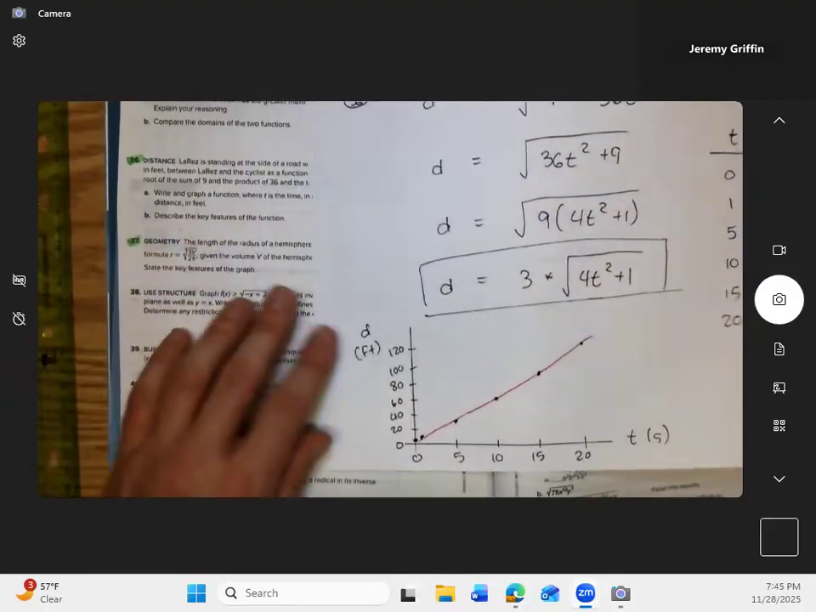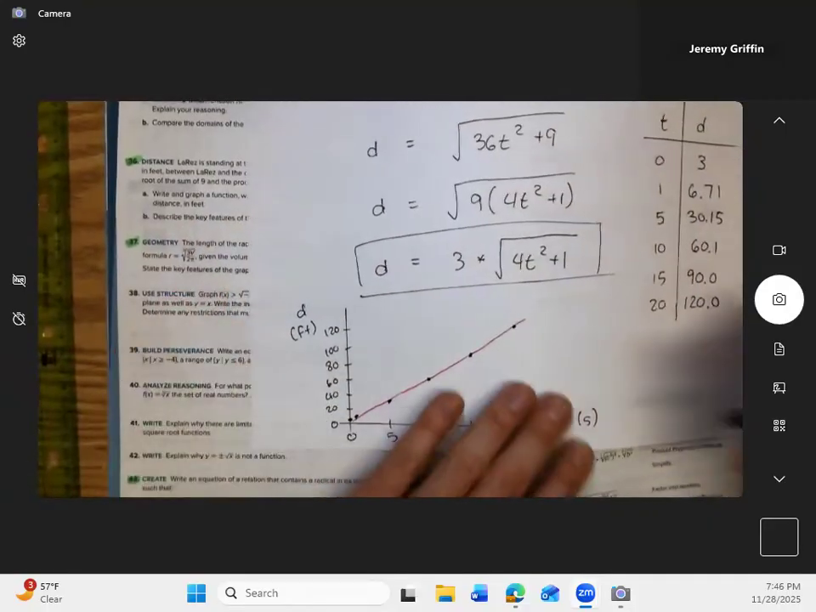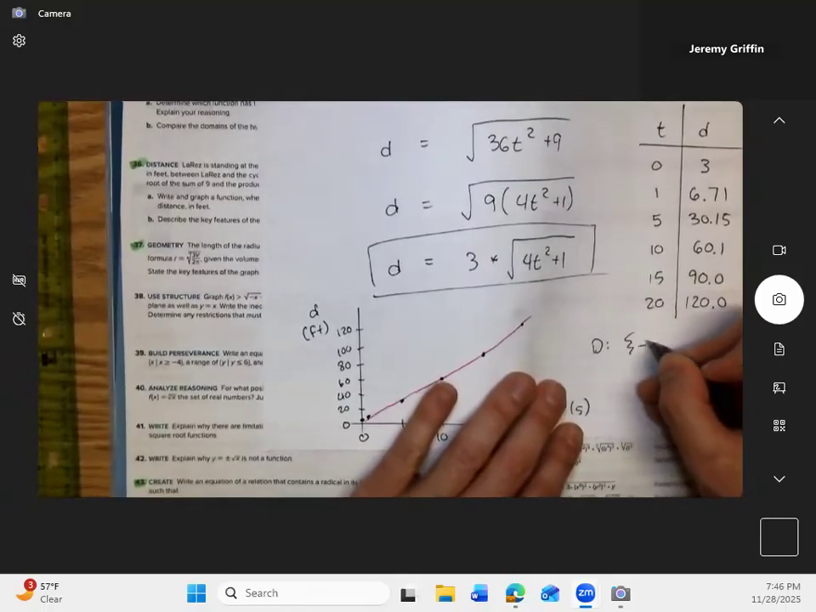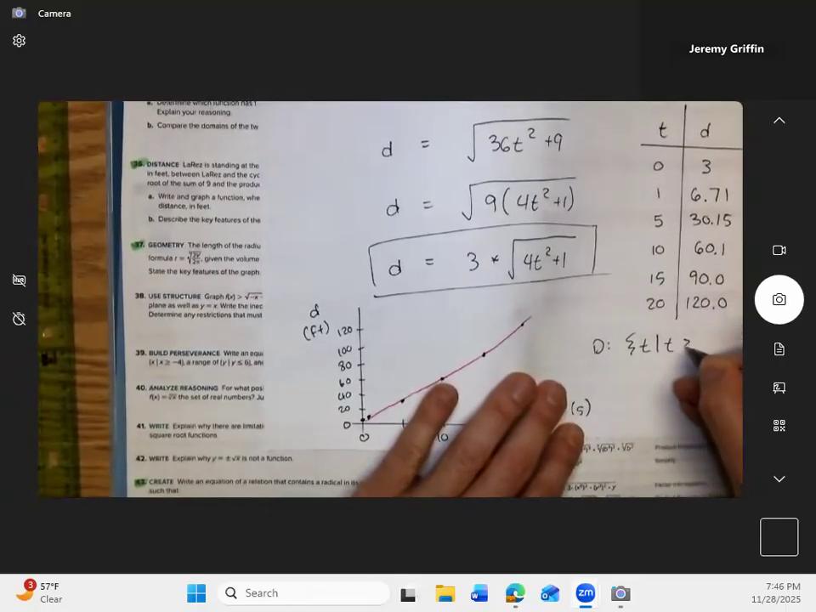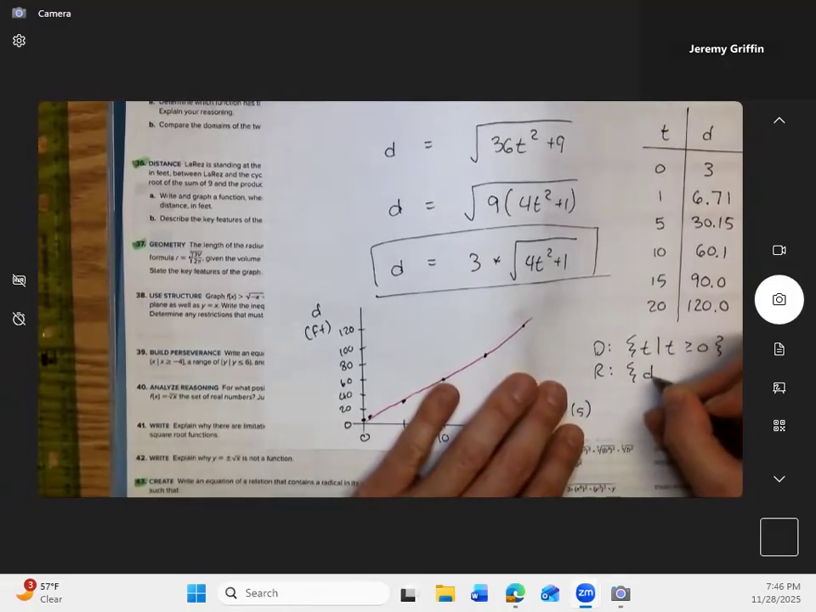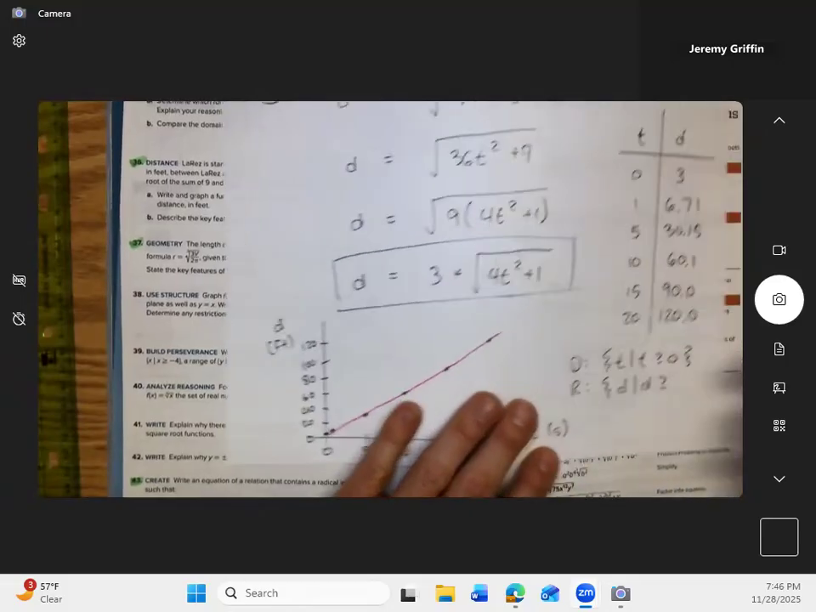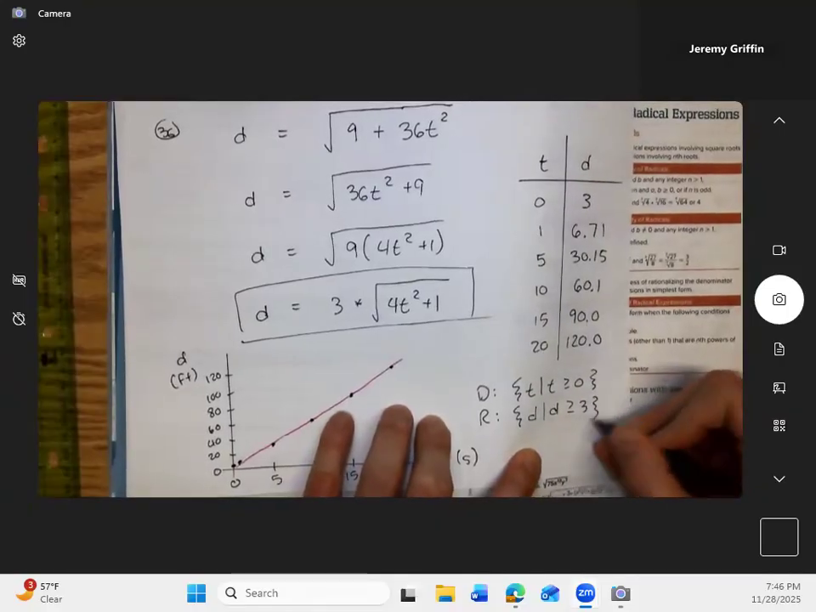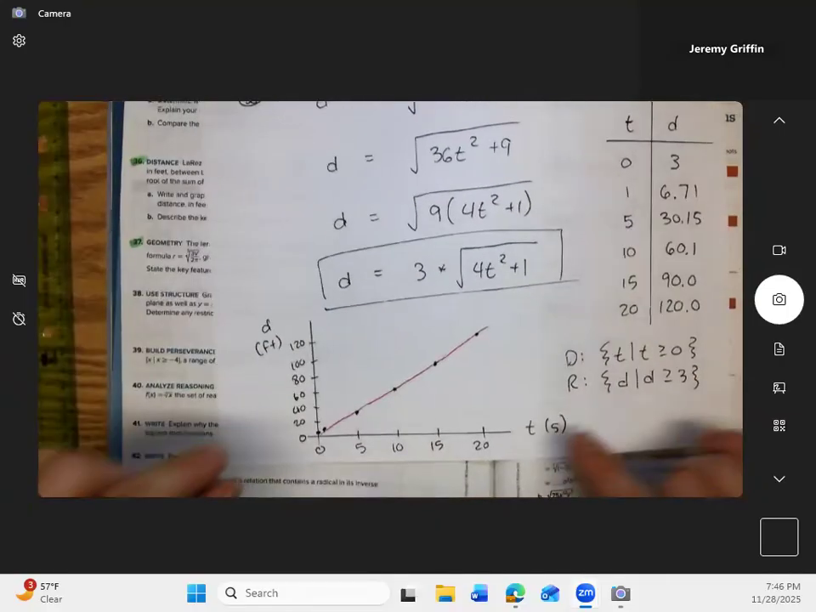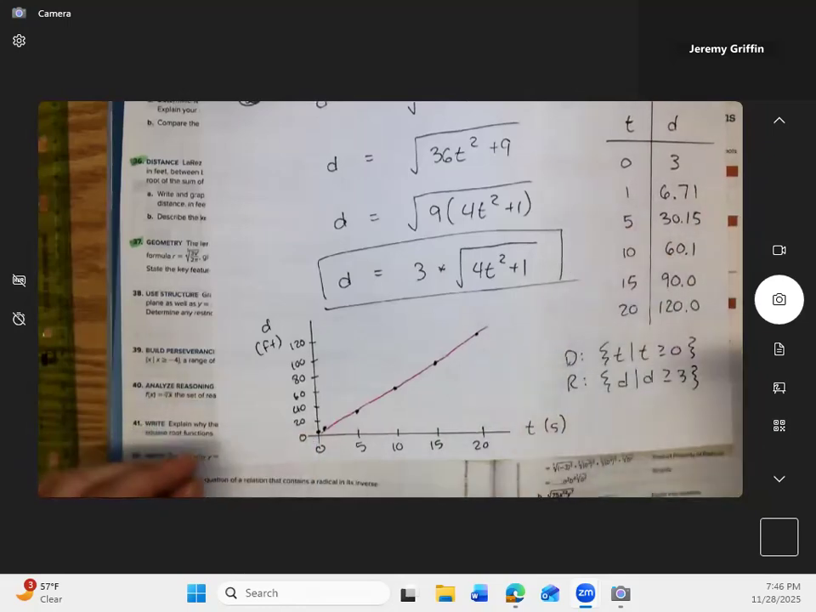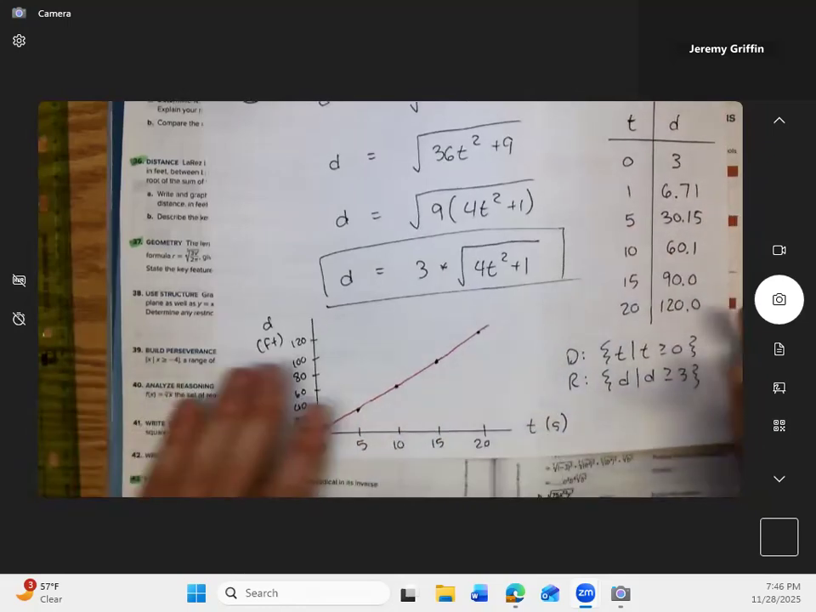Okay, so that's interesting. Describe the key features of the function. So I think what they're looking for is things like the domain could be time such that time is greater than or equal to 0 seconds. Range could be distance such that distance is greater than or equal to, well, at time 0, you were 3 feet away. So it's got to be at least 3 feet away. And it just grows from there. You could say as time approaches infinity, distance approaches infinity. That'd be the end behavior. Okay, it's always increasing left to right. So all those would be the key features.